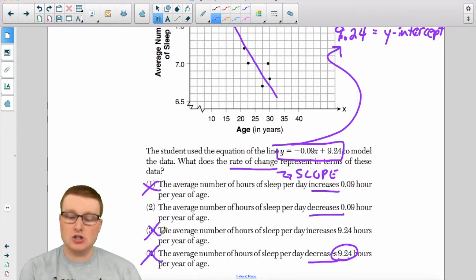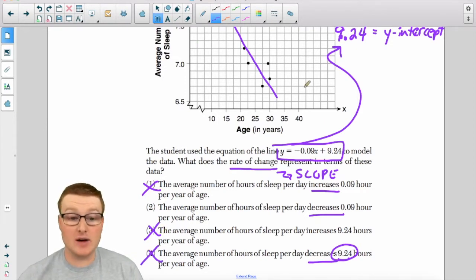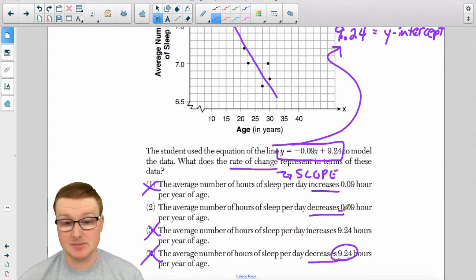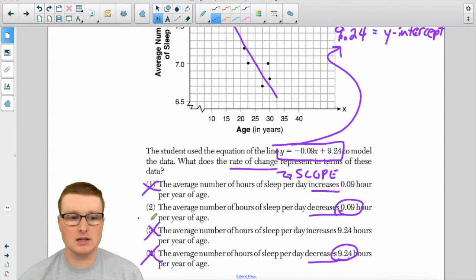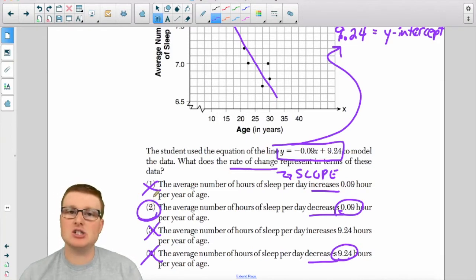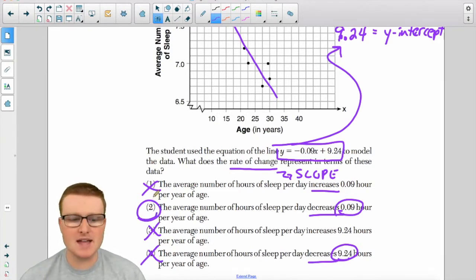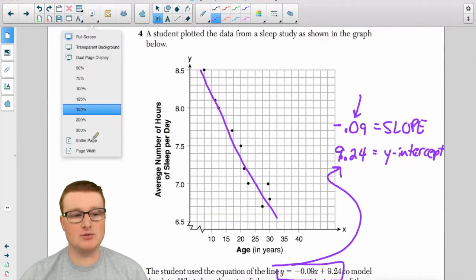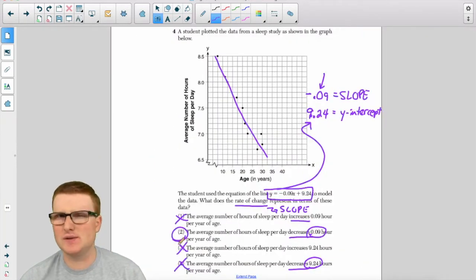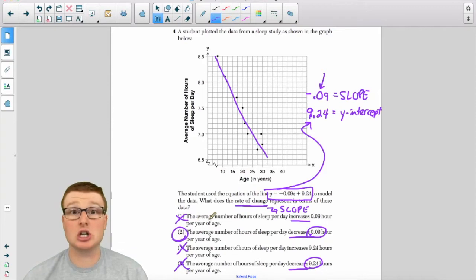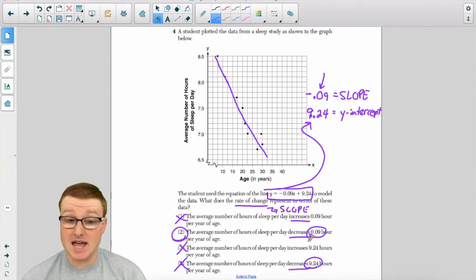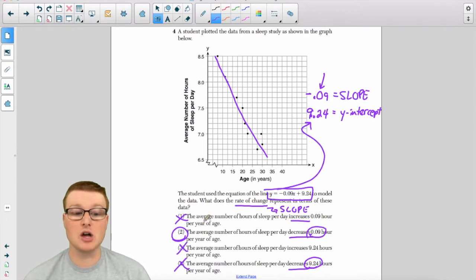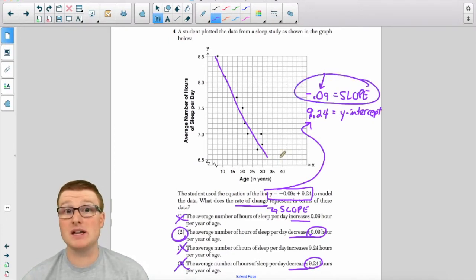So it's not that. Either you can know what the equation is showing, which, if you know that decreases by 0.09 is the slope, your answer is choice 2, that is correct. But let's just say you didn't know in math terms what that meant. Just by looking at choice 4, that makes no sense because you're not sleeping anymore, okay? So even if you get stuck on a math question on the Regents, just think logically for a second. Does choice 4 make any sense? Absolutely not. Choice 2 is clearly the answer. The average number of hours of sleep per day decreases by 0.09 hours per year of age. That is what the slope is, and that is what the rate of change means in the context of this problem.